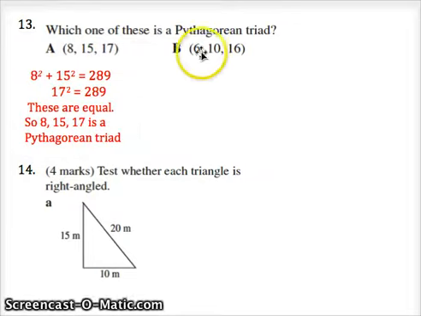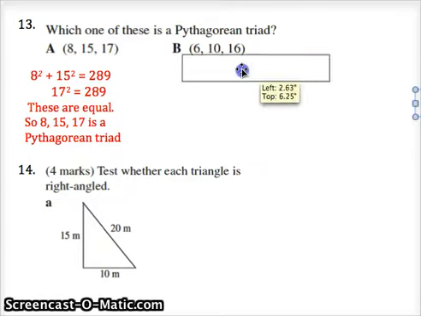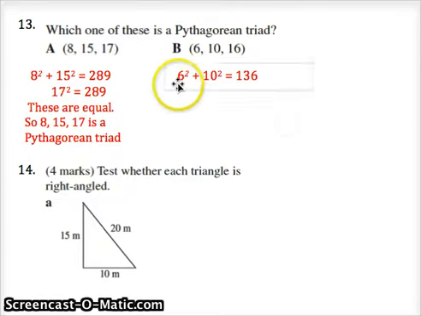Okay, now we're going to do it with these 3 numbers over here, 6, 10 and 16. So we'll look at the 2 smaller numbers, that they would be the 2 shorter sides in the triangle, and we'll square those and add them together. So we get 6 squared plus 10 squared, and we work that out and we get 136. So that's the two shorter sides squared. Add them together, we get 136.